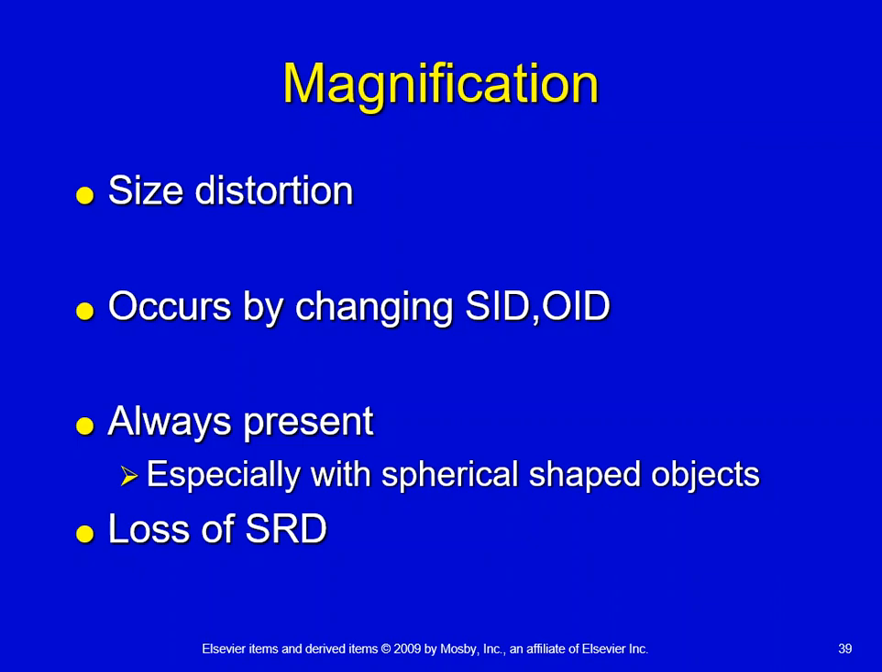If you had a round ball, the only way that you could overcome magnification, the only way you would not have an increase in OID, is to cut the ball straight through the thickest portion of the ball and put one half of those spheres, the flat side, down on the image receptor. That's the only way that you could possibly overcome magnification or not have magnification present with a round object. So with magnification comes loss of sharpness or recorded detail.